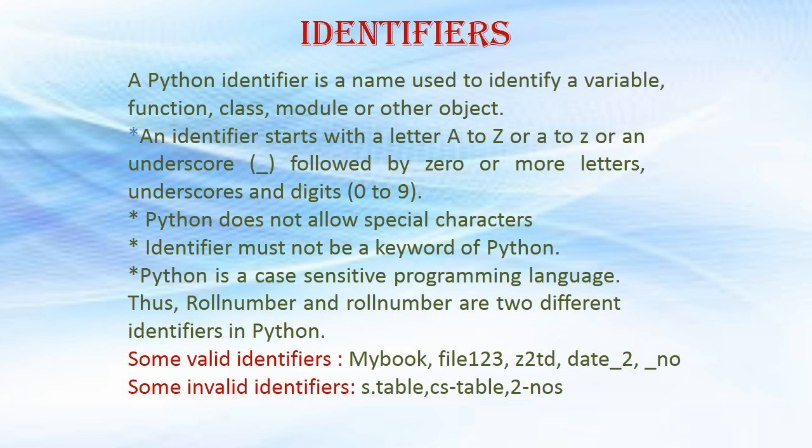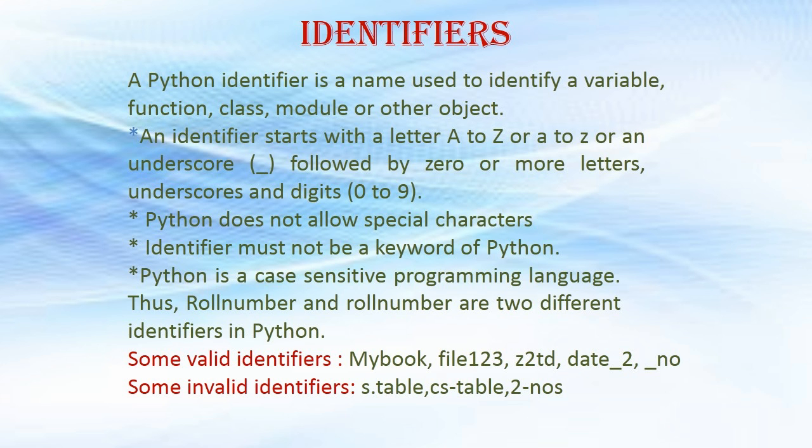A Python identifier is a name used to identify a variable, function, class, module, or other objects. When we give a name to anything, say a variable, function, class, module, or other objects, it is called an identifier. Suppose, how do we identify each other? With the name. My name is Shweta. If someone wants to call me, they will call Shweta. So, Shweta is my identifier, which means it is my name with which I will be identified.